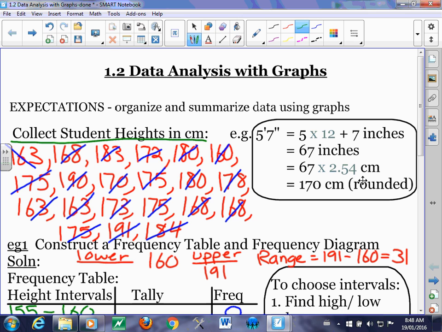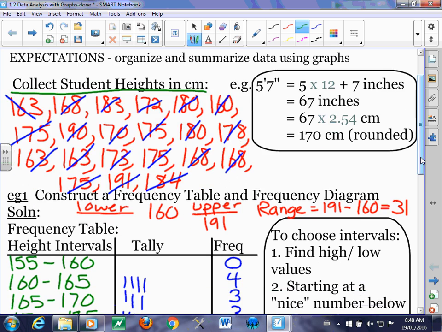Please ignore the crossouts right now. So we have 163, 168, 183, all the way, if we go through the whole class, to 184. One way to display this data, for example, if I wanted to find out the average class height, I wouldn't just leave it like that. I would need to construct what's called a frequency table and a frequency diagram. We're going to learn how to do that.